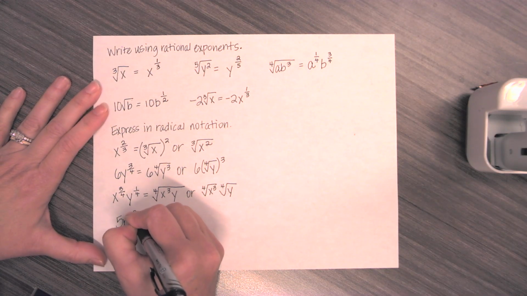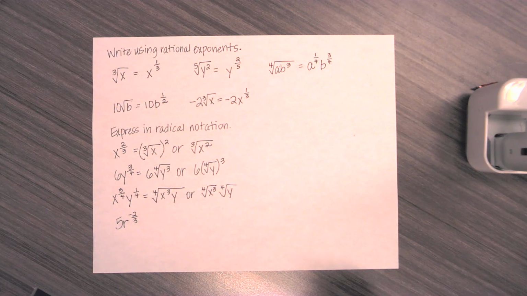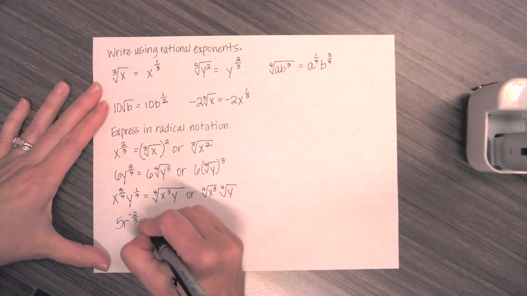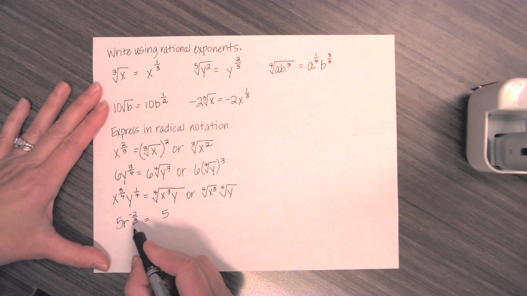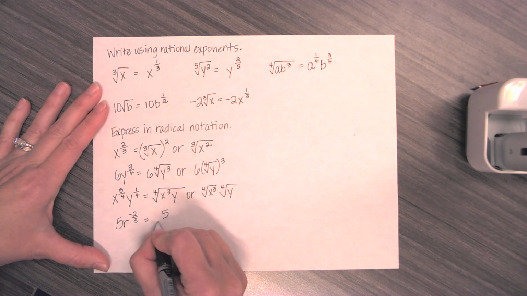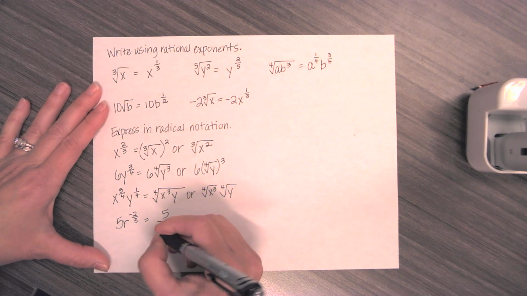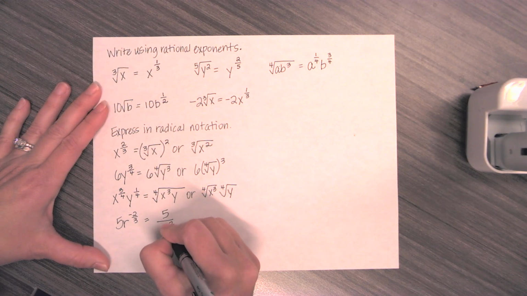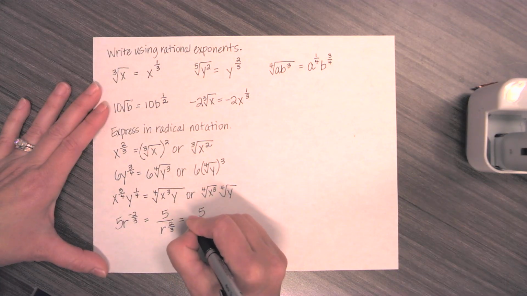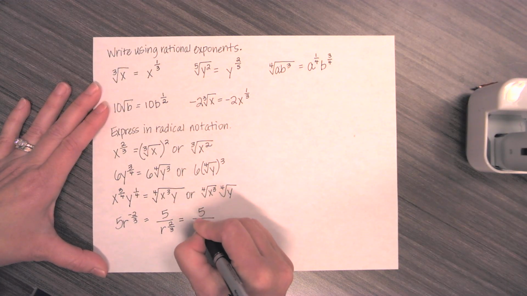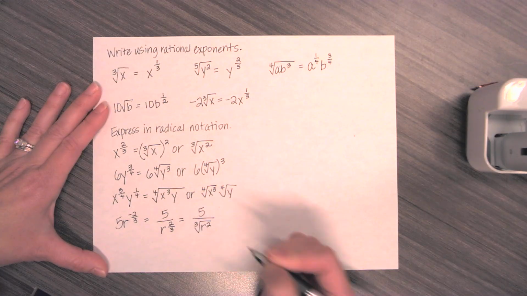5r to the -2/3. All right, let's see. You know, we don't want a negative exponent, and we also want to put this in radical notation. So let's fix the negative exponent first. Now, please make sure you realize this negative exponent is only on the r. So leave the 5 alone. It's going to stay on top. This is going to be r to the 2/3 on the bottom, and then we'll convert that to the cube root of r squared.